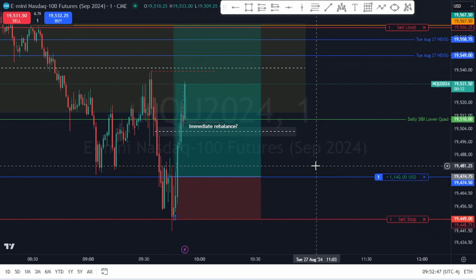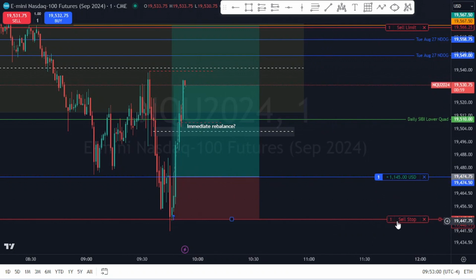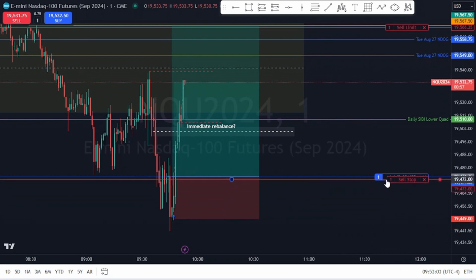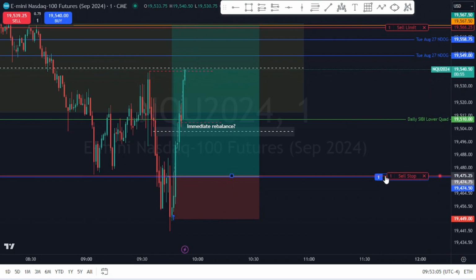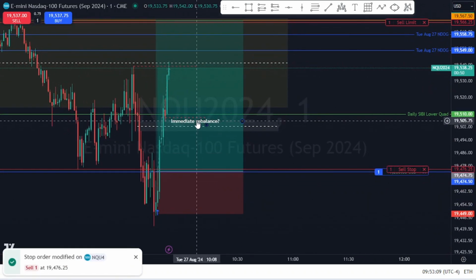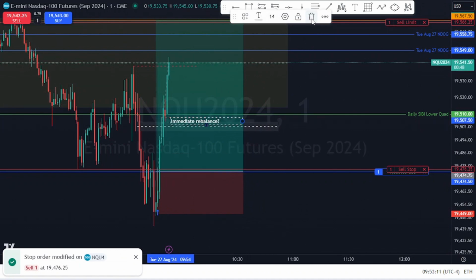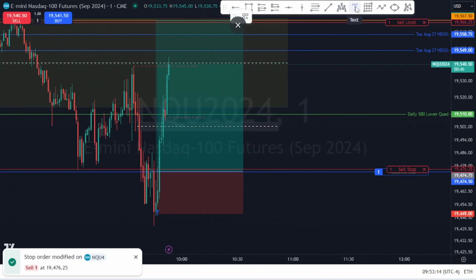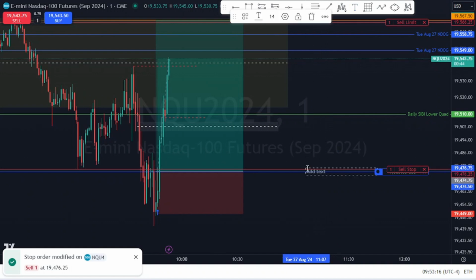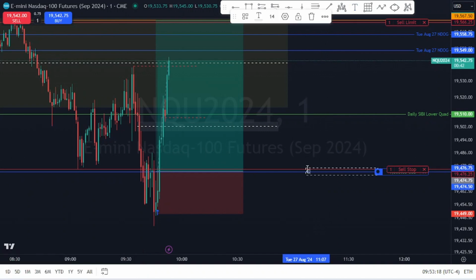So I opted to keep my stop loss until that high that is taken, but I did notice the immediate rebalance as well. So I could have moved my stop loss. I'm going to eventually move my stop loss up into profit, but again, I was also doing something in the background, so I was looking at the trade. So I brought my stop loss up, and at this point, I'm well up in the trade.